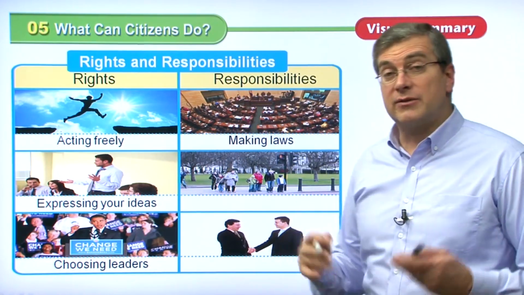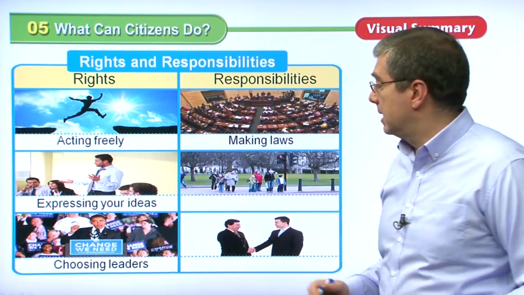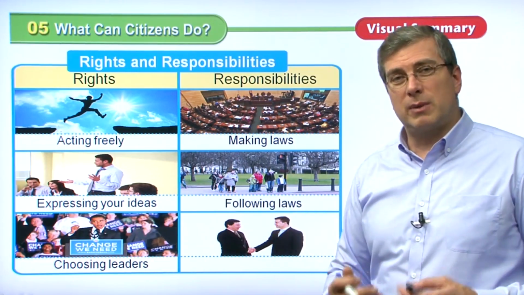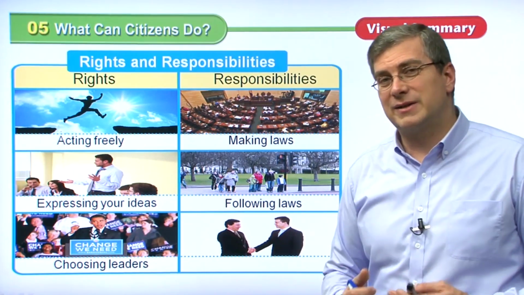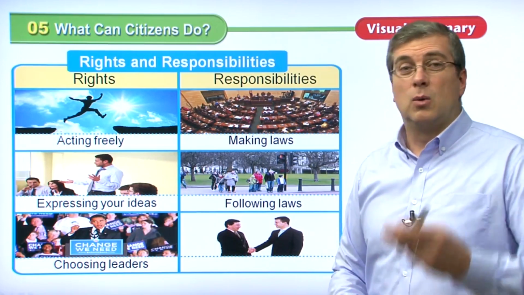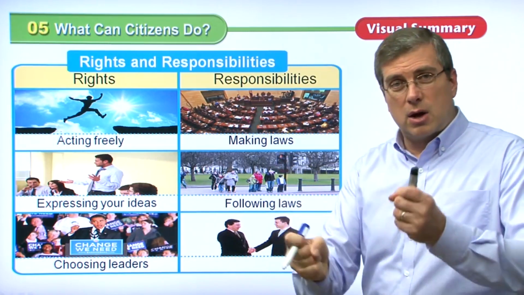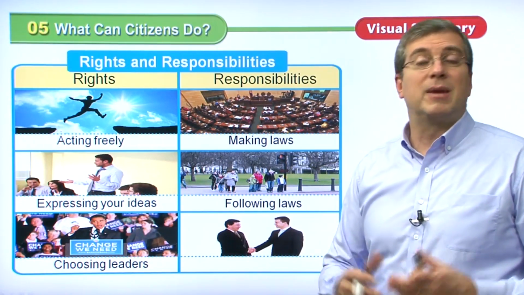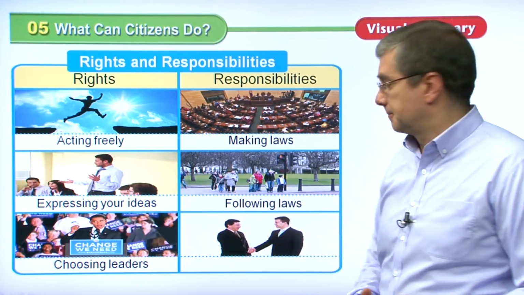Another responsibility that's very important that we do every day is to do what? We follow the laws, right? Especially when we think about safety. When is it safe to cross the street? Follow the laws when crossing the street. When you get older, you should follow the laws when you drive a car. It's very important to follow laws to make everybody safe and happy.